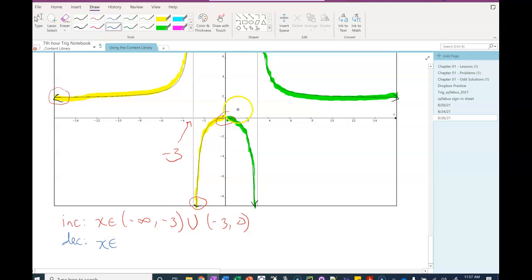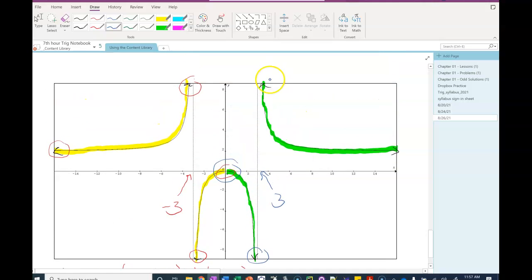Now our decreasing starts here at 0 and goes here, which looks, again, like 3. Okay, and the next decreasing part starts here, 3, and ends with the right arrow, positive infinity.